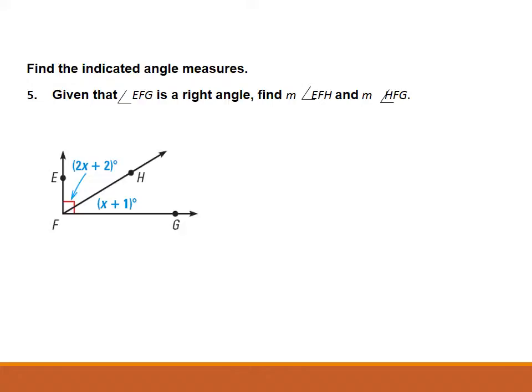Okay, so now what I would do is I would take measurement angle EFH plus measurement angle HFG to equal measurement angle EFG. That is, I would take 2x plus 2 plus x plus 1 equals 90 degrees. I would combine like terms, subtract from both sides, and then divide. Then, of course, that only gives me my x, so then I would have to substitute the x answer back into 2x plus 2 as well as x plus 1. My answer is 60 and 30.